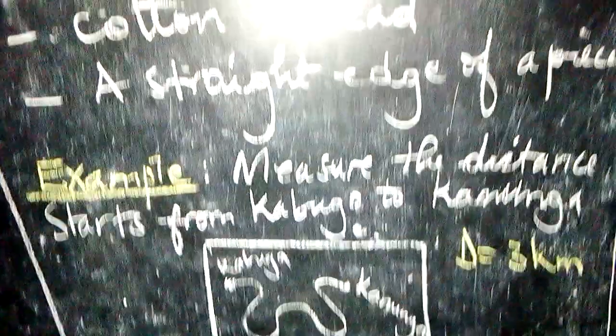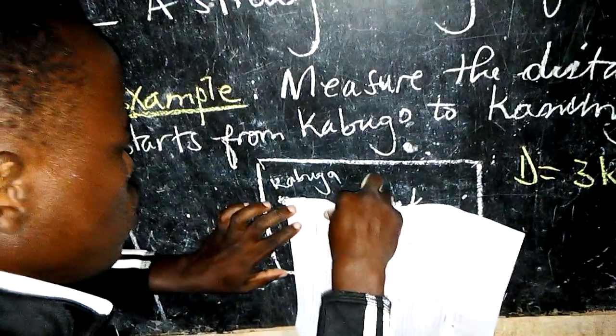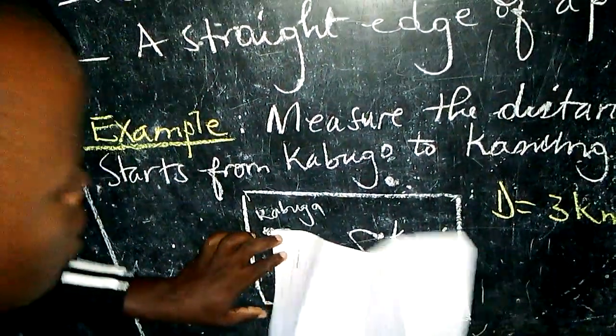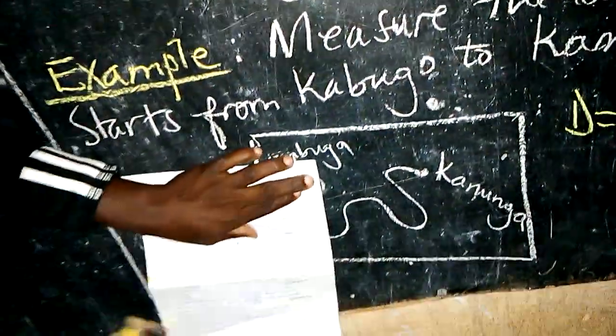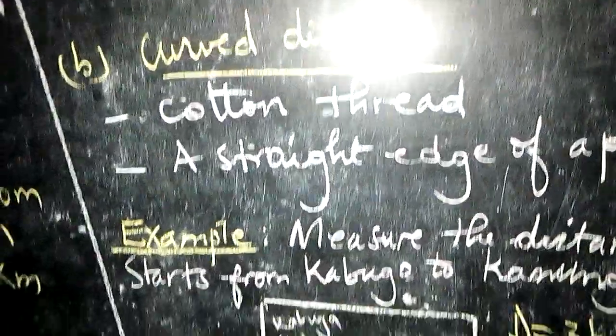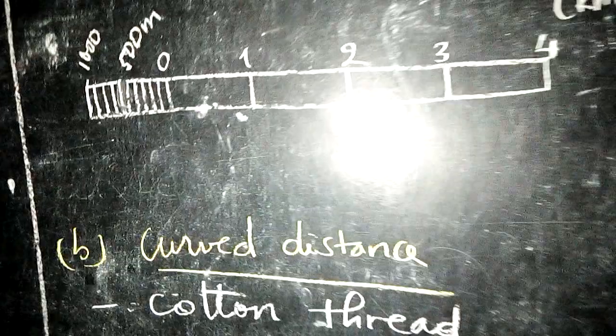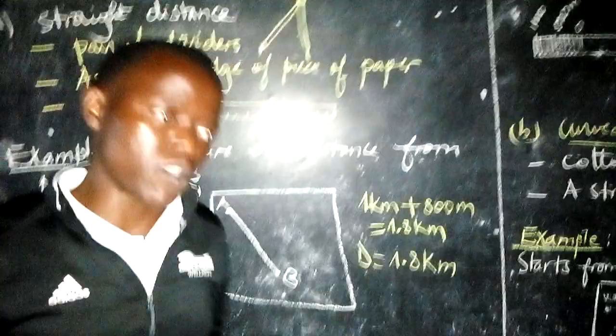We have also another way, using a straight edge piece of paper. If you want to use a straight edge piece of paper, you do it like this. You start from here, and then you do it like this, like this, until you finish measuring this distance. And what you get is always brought to the linear scale, so that you can determine the distance.